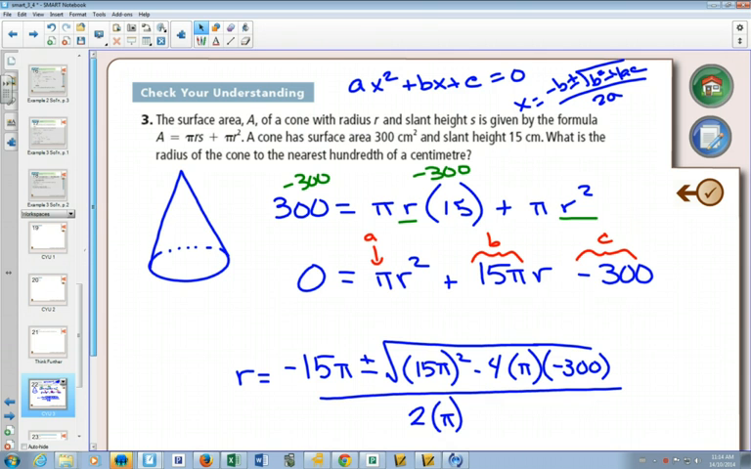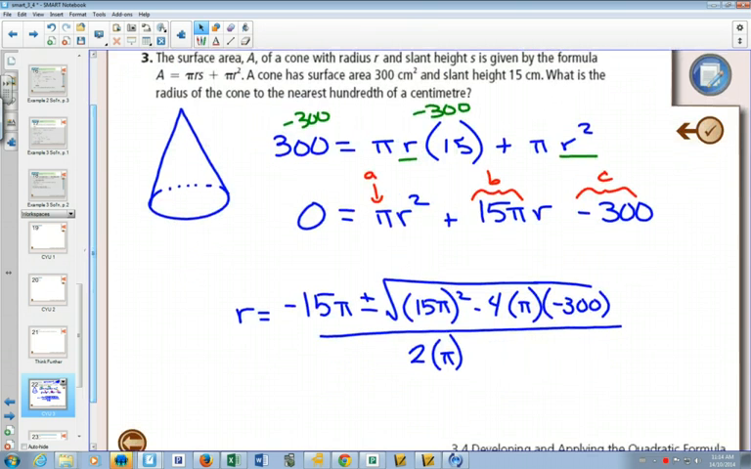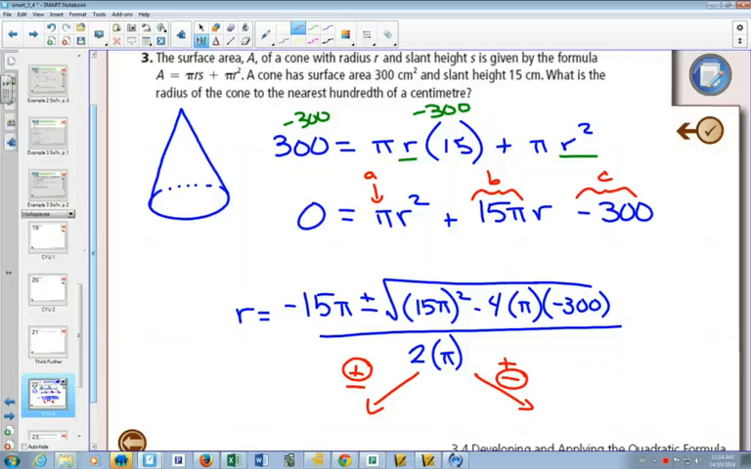Now we're going to type this into our calculator all at once. We're going to get two values. We're going to do it once where we make the plus or minus the plus sign, and once where we make the plus or minus the minus sign, and see what answers come out of our calculator when we do both of those.